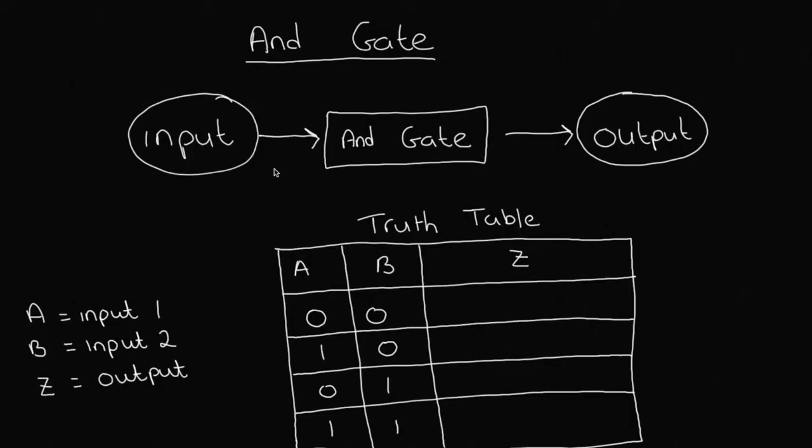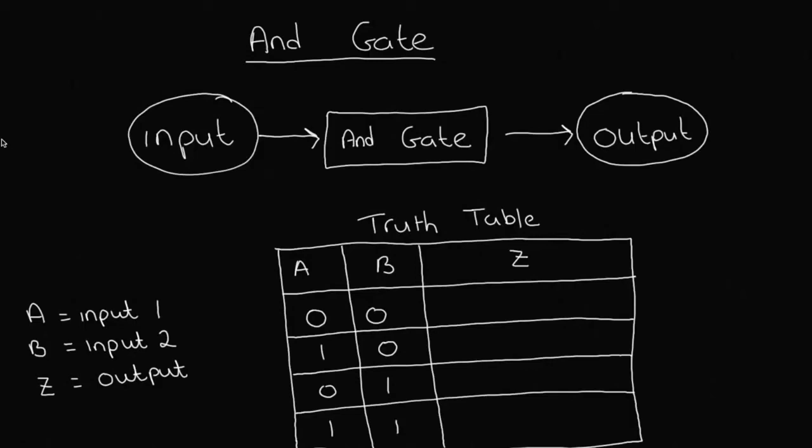Now with AND gates this is similar. So with an AND gate we can take in 2 inputs or we can take in 3 inputs or more. The only difference between an OR gate and an AND gate is our truth table.